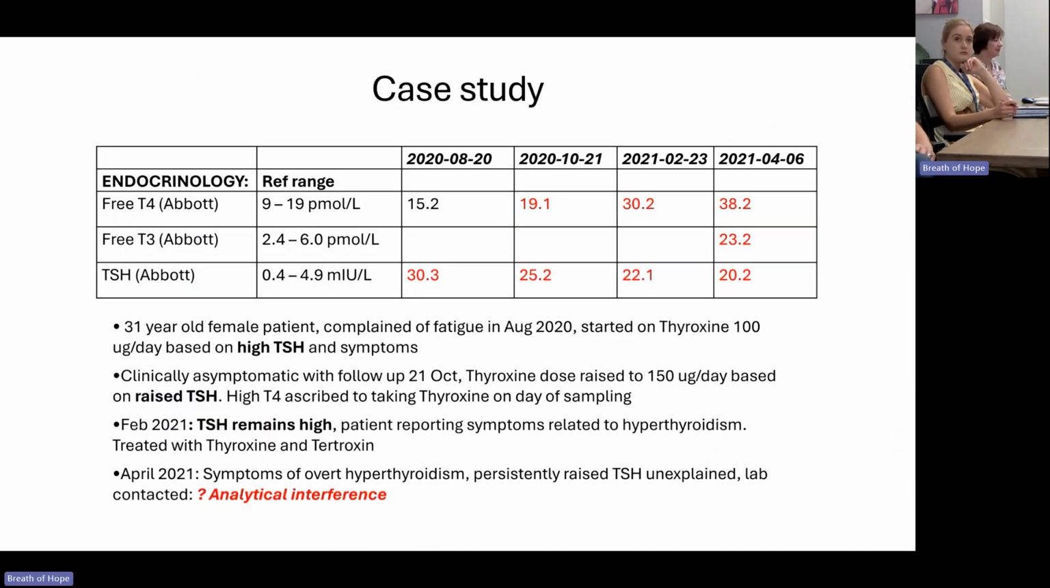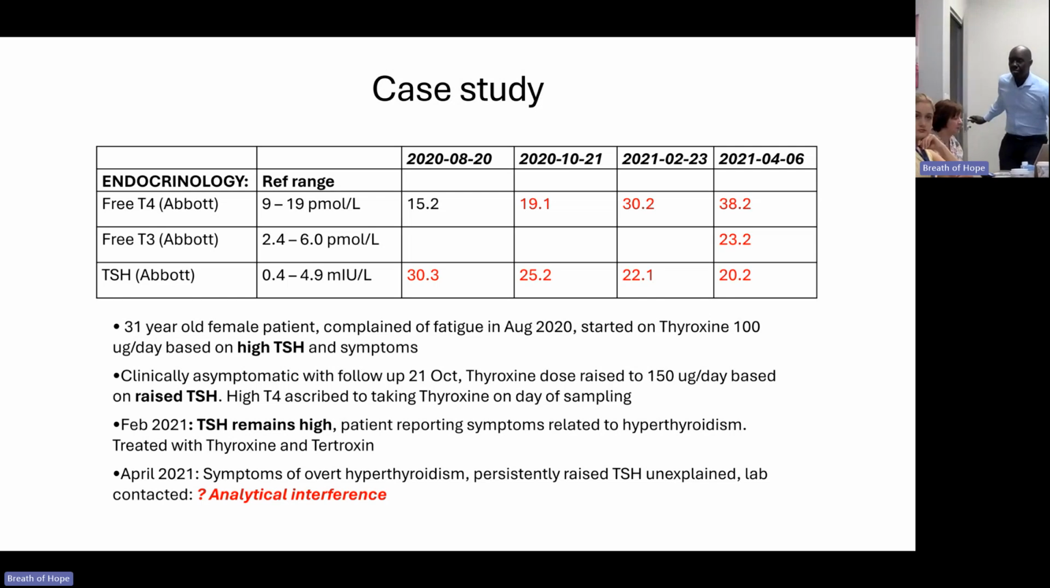Looking at the case study, this is a cumulative report of thyroid functions of a 31-year-old female patient. She complained of fatigue in August 2020. She was started on thyroxine, 100 micrograms per day, based on a high TSH and symptoms. Her baseline thyroid functions were a free T4 of 15.2 and TSH of 30.3. When she followed up on the 21st of October, the thyroxine dose was raised to 150 micrograms per day based on the TSH that remained high. And the slightly raised T4 was ascribed to taking thyroxine on the day of sampling.